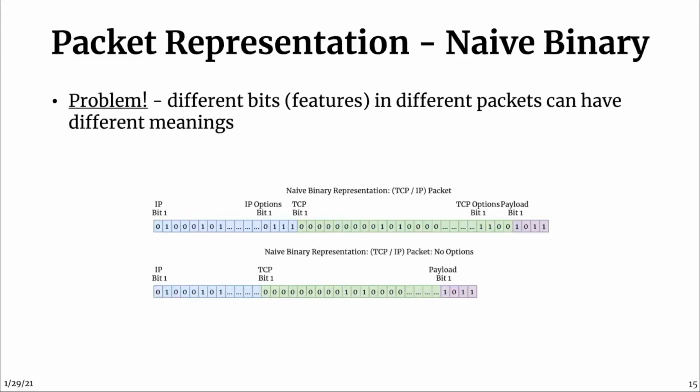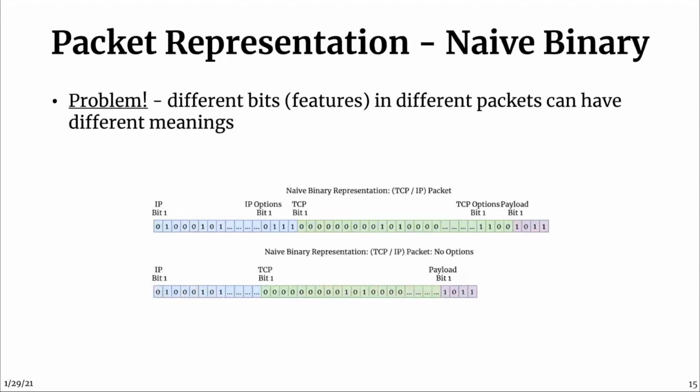Because packets have variable lengths, and even headers inside of packets have variable lengths, we can run into a problem with our encoding where different bits or features, when we represent them to the classifier, will have different meanings. Below we have a TCP packet that has IP options and TCP options, and then we have a TCP packet with no options at all. And what we see is that when we represent this to a classifier, the first TCP bit and the first IP options bit, we're actually presenting to the classifier as the same feature.